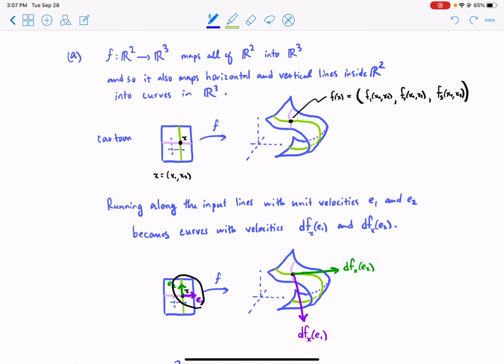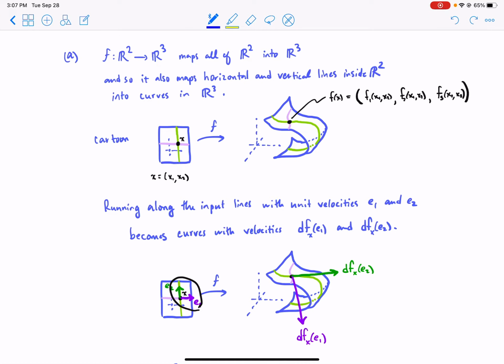So this would be a pretty complete answer. It says that the map F maps the entire plane, so it also maps horizontal and vertical lines. So this purple line and this green line: that purple line becomes this purple curve. That green line becomes that green curve.